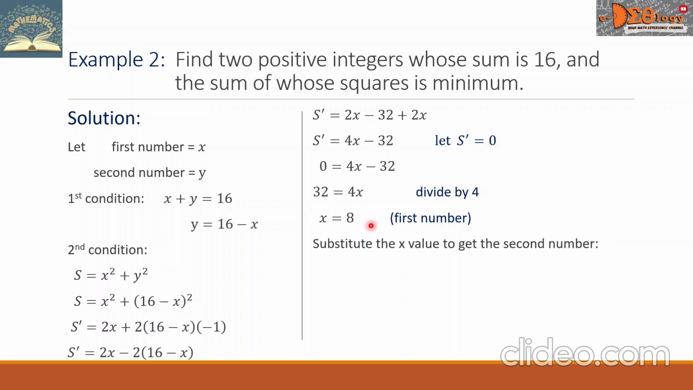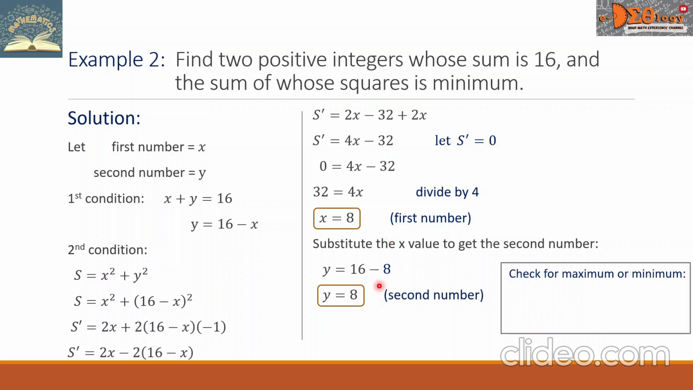Then we solve for the y. We substitute this x value to get the second number. In the first condition, we have this y equals 16 minus x. So we substitute the value of x in here. So y equals 16 minus 8 and y equals 8. And this is the second number. These are the answers.